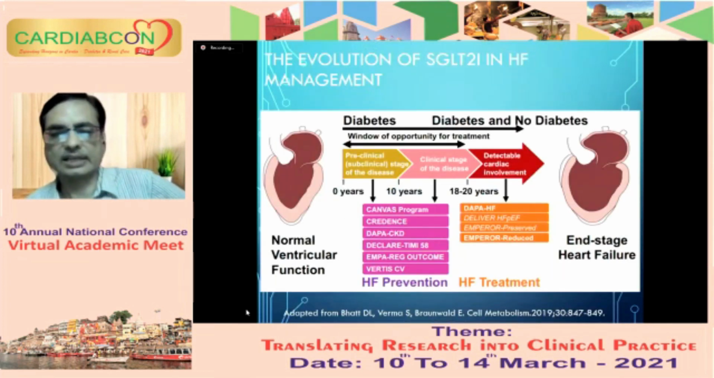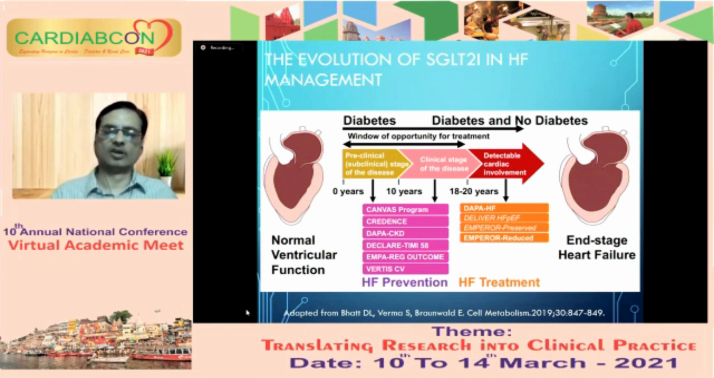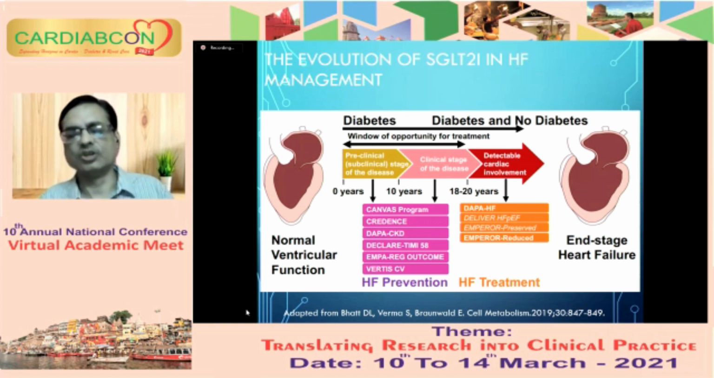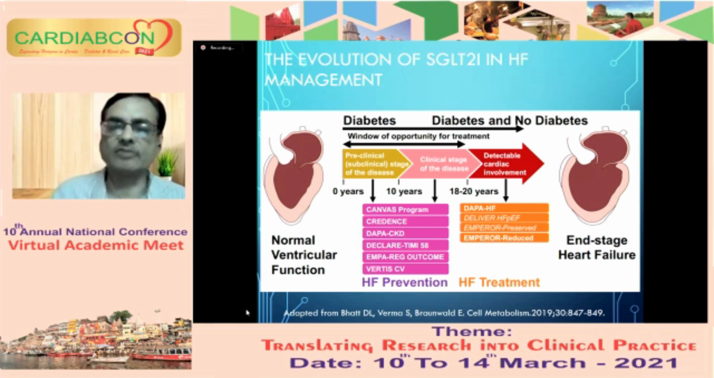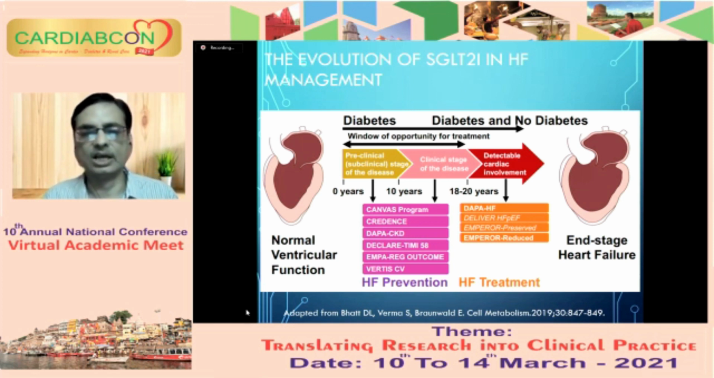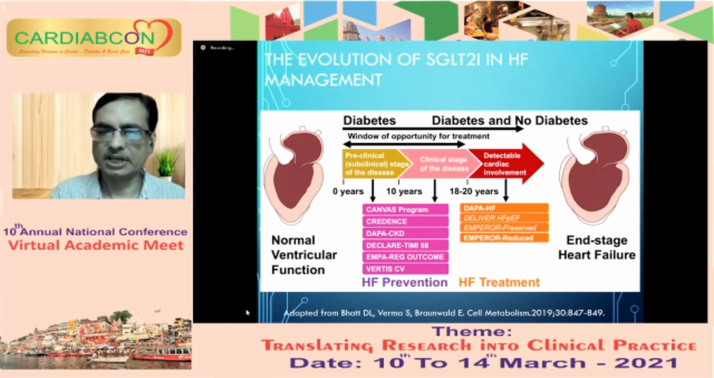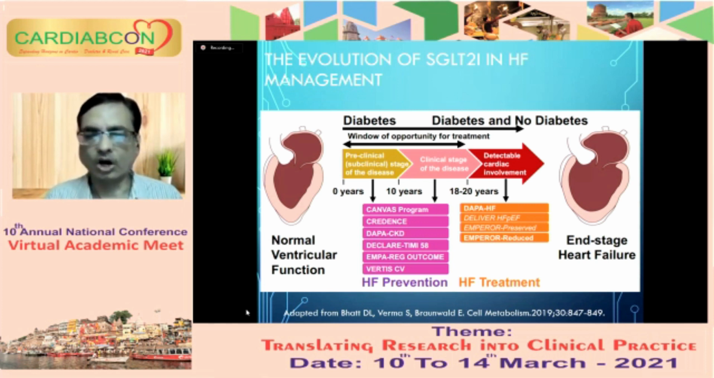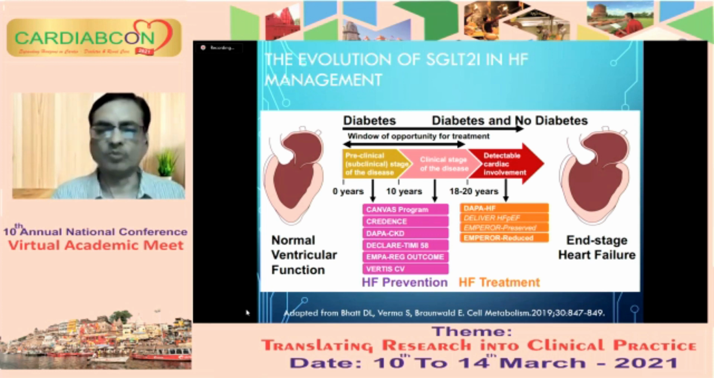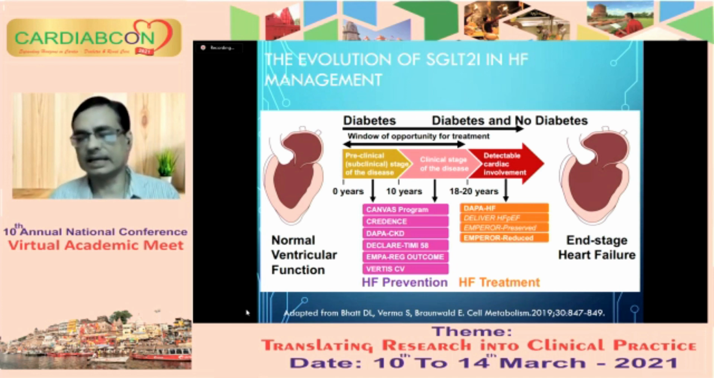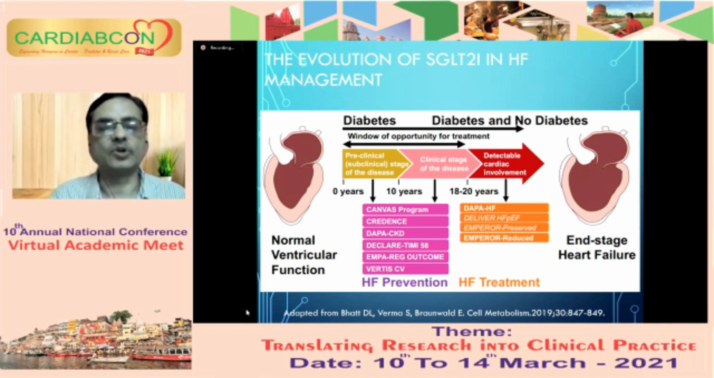And this is what has happened. We all are aware that once diabetes sets in, we are already having a galaxy of comorbid conditions, particularly if you look into the Indian scenario, which are always accompanying this diabetes. But even before, at the pre-diabetic stage, you might be having some macrovascular events or macrovascular modification, which might be occurring. So there will be an opportunity of managing patients with diabetes and thereby prevent heart failure, and this has been very well shown by various studies, both at the preclinical stage of the disease, where you have a lot of risk factors, and the clinical stage of the disease, through these various programs like CANVAS, CREDENCE, DAPA-CKD, DECLARE-TIMI, EMPA-REG, and VERTIS.